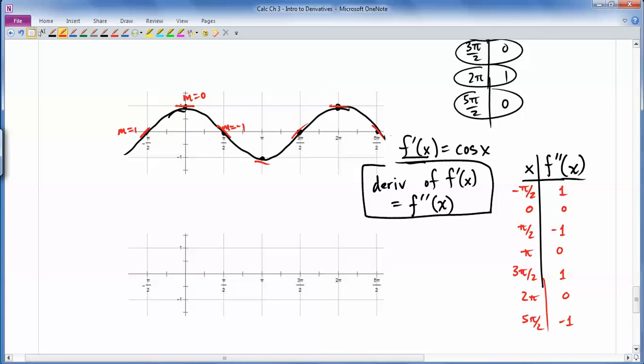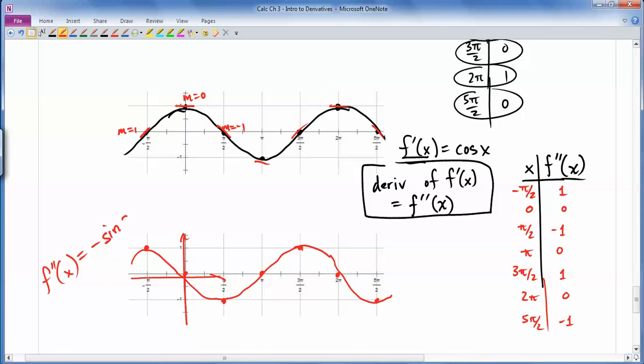So if we plot those guys, negative pi over 2 is at 1. So this is the graph of f double prime x. 0, 0 is right here. Pi over 2 negative 1's down here. Pi 0, 3 pi over 2, 1, 2 pi 0, and 5 pi over 2 negative 1. And if I connect these guys, you might be able to tell it looks sort of like this. And here are the axes. This is not the graph of sine. It's the graph of sine upside down. So this is actually the graph of negative sine x right here.